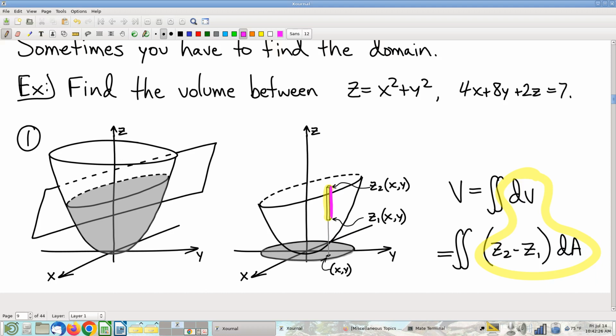But we have a picture. The picture makes it pretty clear that what I'm looking for is the difference between that z-coordinate, which I'm going to call z2, and this z-coordinate here. I'm going to call z1, and the height is just z2 minus z1. Is that cool?